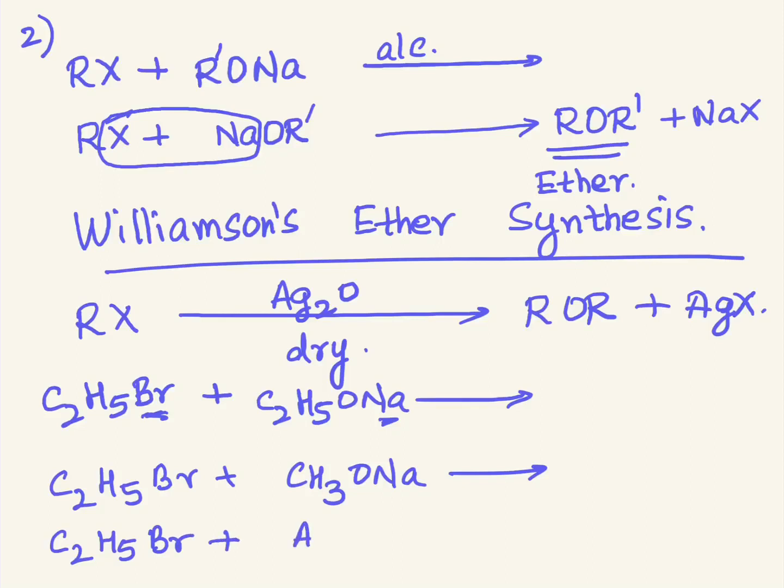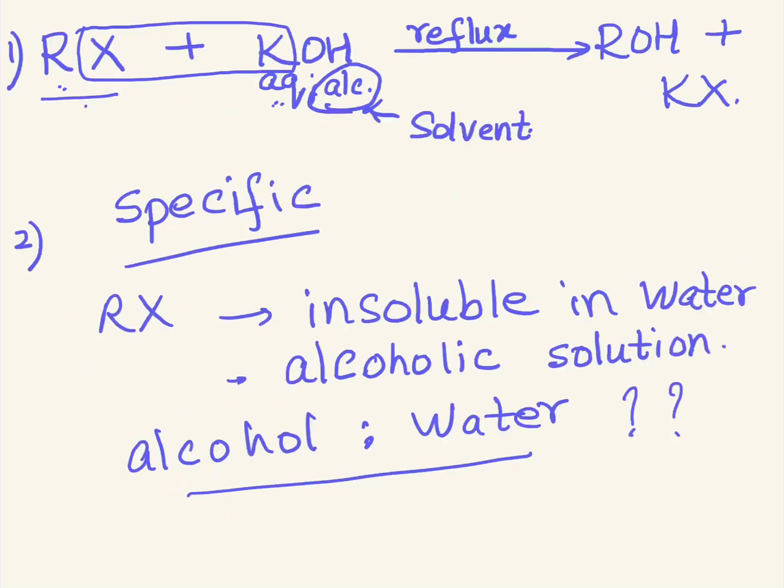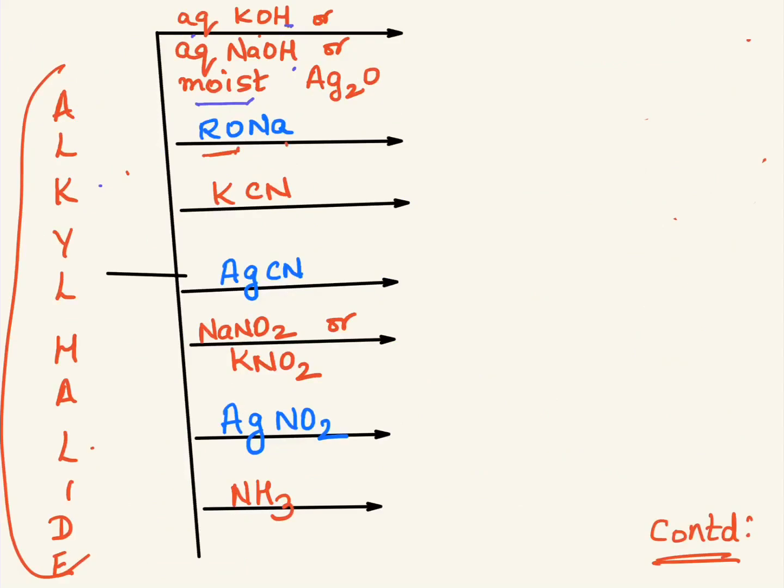C2H5Br plus dry silver oxide, Ag2O. See the difference over here? Here it's dry, whereas when we took moist silver oxide, we were getting alcohol as the product, correct? So we can now fill our table and we will have an alcohol over here. We will have an ether over here. Got it? So what will be the product over here when you react the alkyl halide with potassium cyanide?